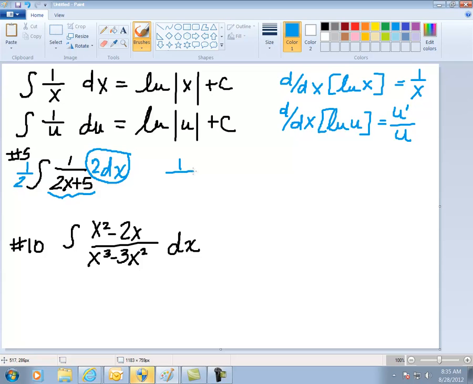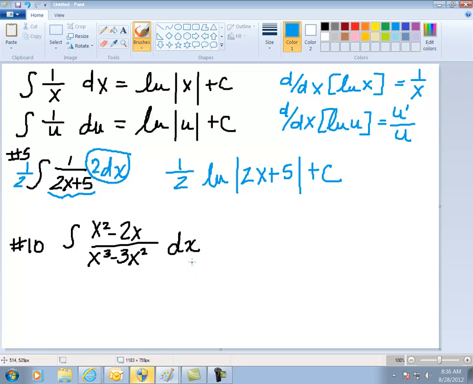I'm going to end up with the 1/2, and now if I'm treating this as 1 over x, the integral of 1 over x is just the natural log of the absolute value. In this case, my x is 2x plus 5, and then I need to add my constant.